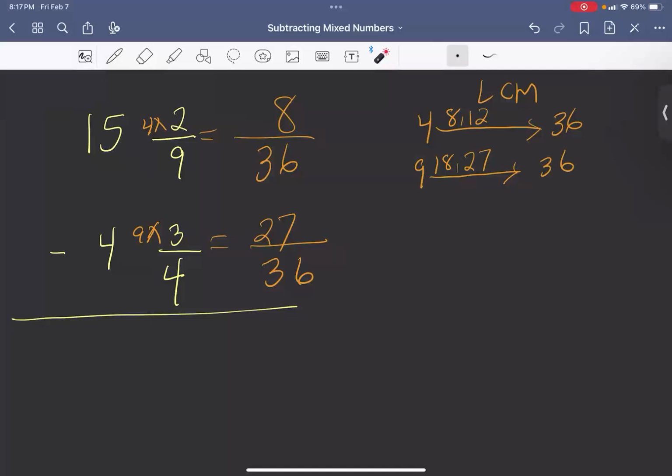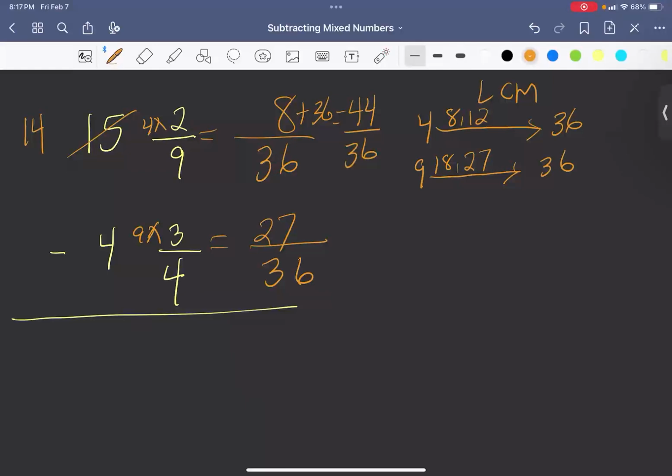So we have to first subtract 1 from the top fraction. So 15 is going to become 14. And we add the denominator to the numerator. So 36, we're going to add to 8. And 36 plus 8 is going to give us 44. And we keep the same denominator, which is 36.